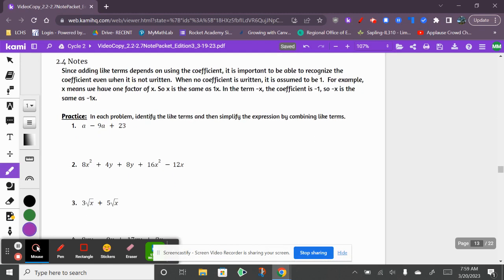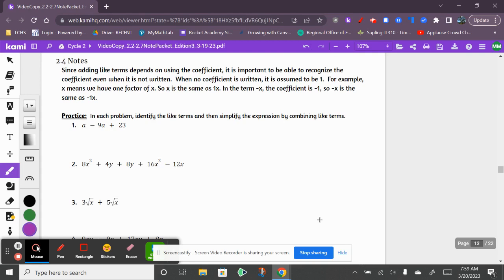Since adding like terms depends on using the coefficient, it's important to be able to recognize the coefficient even when it is not written. So when no coefficient is written, it is assumed to be 1. For example, x is the same as 1x. And if we have negative x, that's the same as negative 1x.